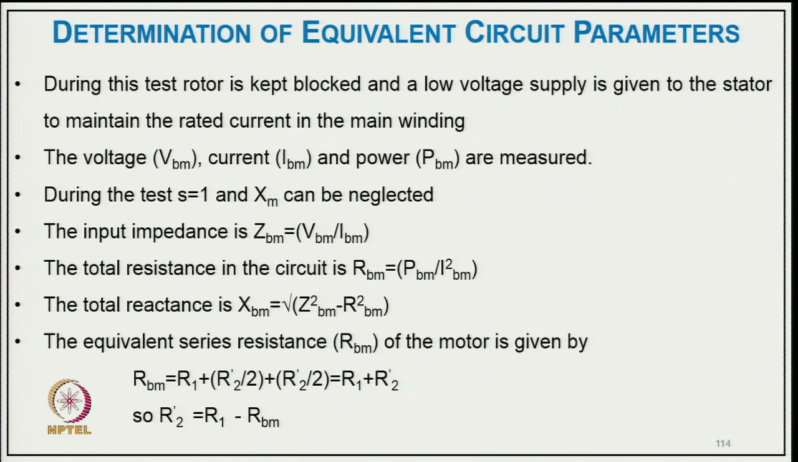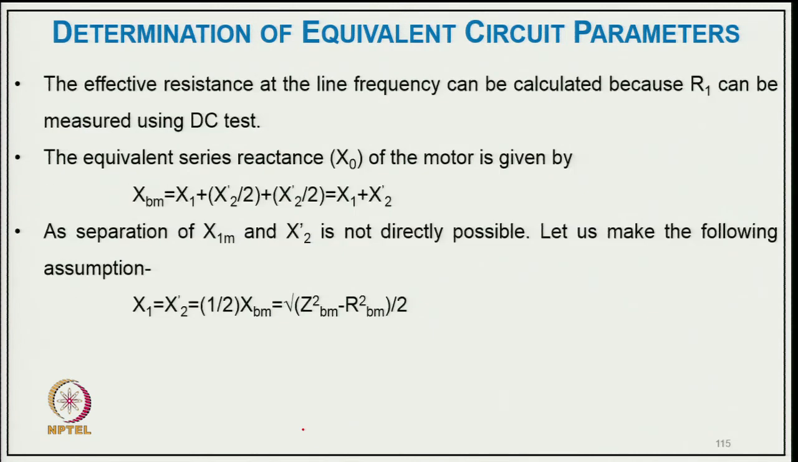During the test the rotor is kept blocked and a low voltage is applied to the stator winding to maintain the rated current in the main winding, and voltage VBM, current IBM and power PBM are measured. During the test S equal to 1, Xm can be neglected, so ZBM will be VBM upon IBM, and the total resistance in the circuit RBM equal to PBM upon IBM square, and the total reactance XBM will be the square root of ZBM square minus RBM square. The equivalent resistance RBM of the motor is given by R1 plus R2 dash by 2 plus R2 dash by 2, that is R1 plus R2 dash. So, R2 dash equal to RBM minus R1, and the effective resistance R1 at line frequency can be calculated by measuring it with a DC test on the main winding.